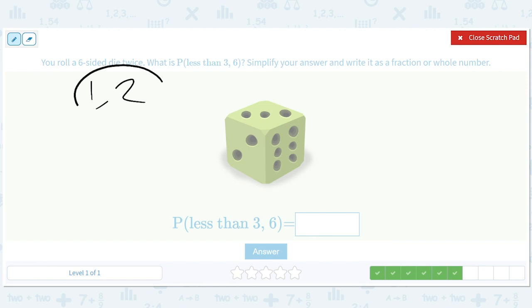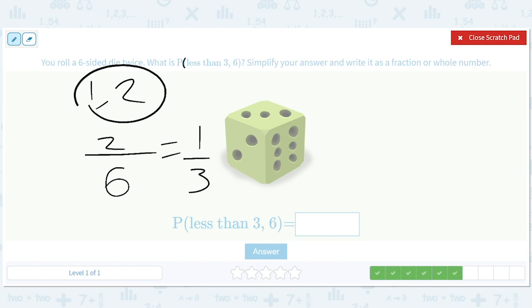How many options is that? That's 2 options out of how many options? 6 options, because it's a 6-sided die. So the first time, you have a 1 out of 3 chance of meeting that criteria.